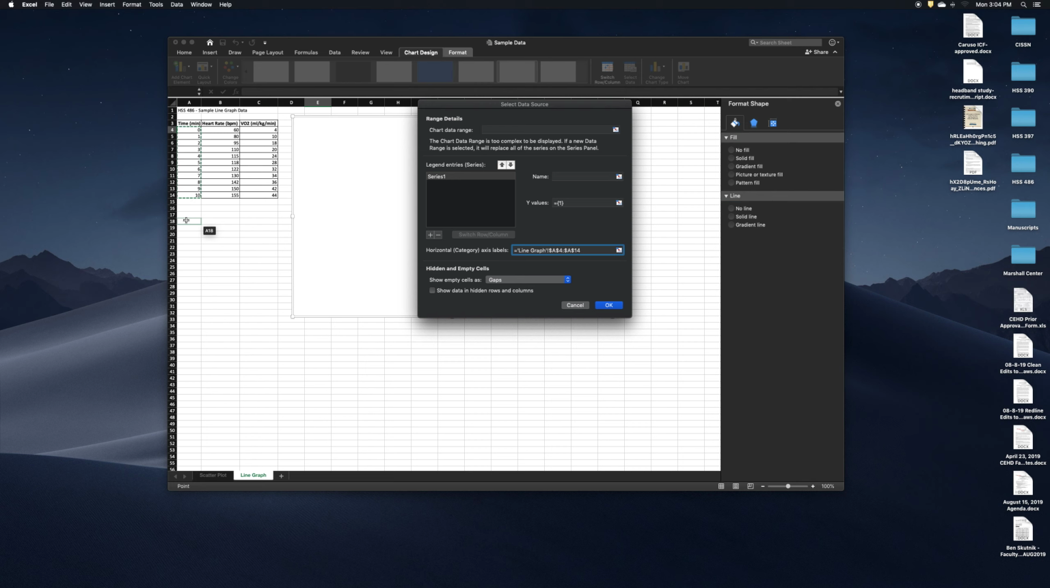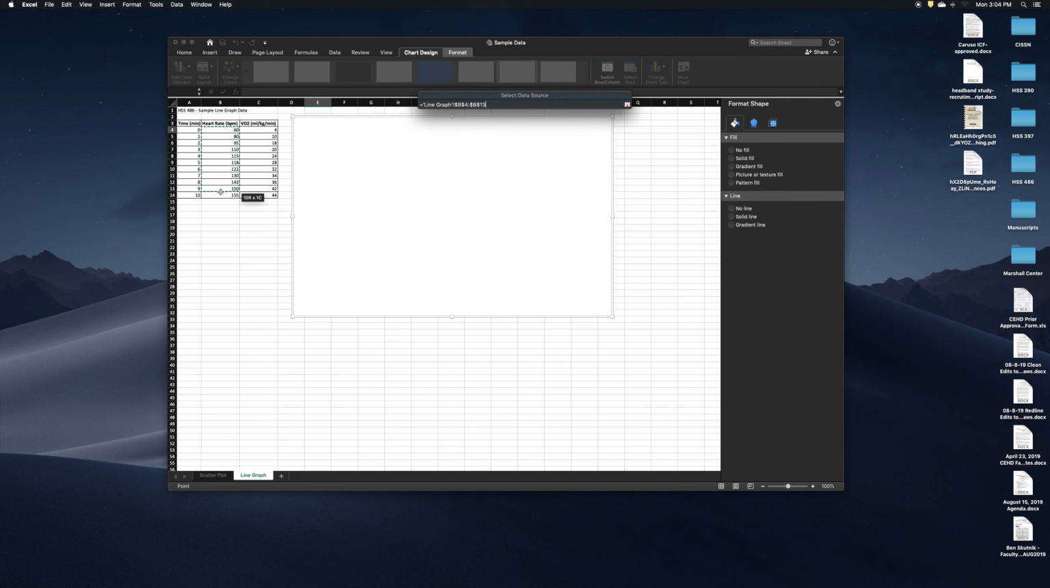kind of all over the place. We didn't necessarily have anybody who was 0 centimeters, right? But with line graphs, there is a 0. There is a beginning. So our horizontal category axis labels, that's our time. That's our x-axis. Now our y-axis for the first series, that's going to be heart rate.